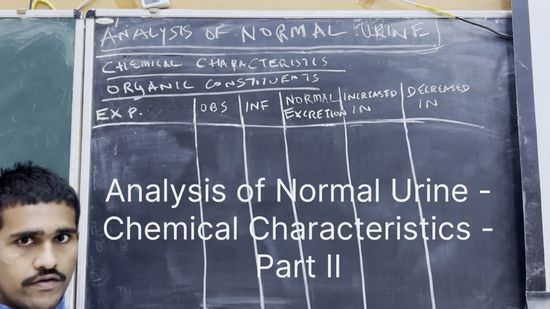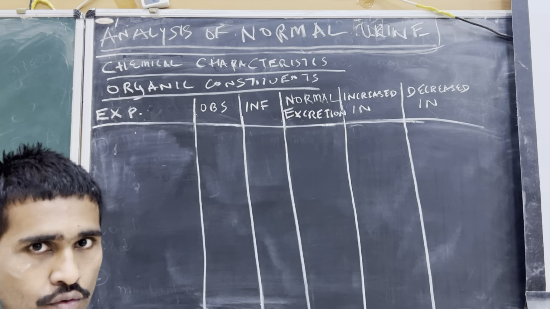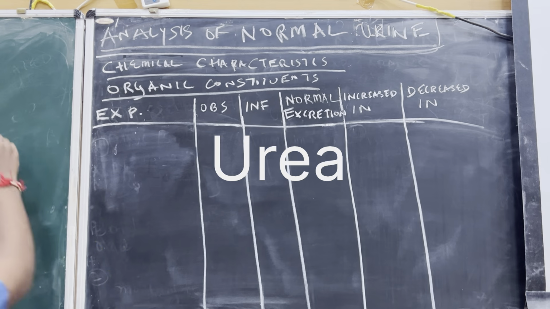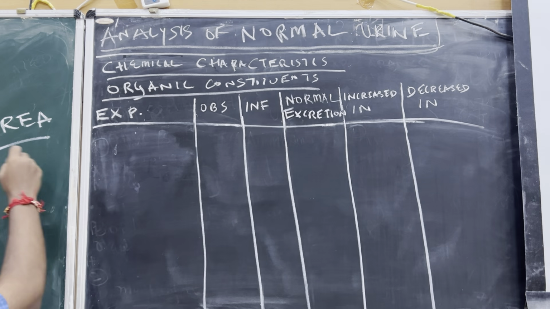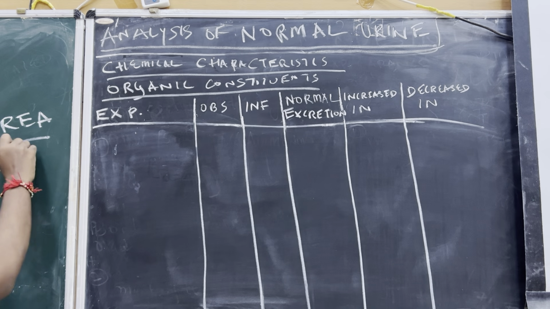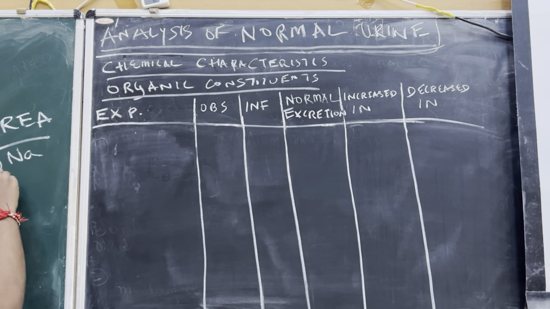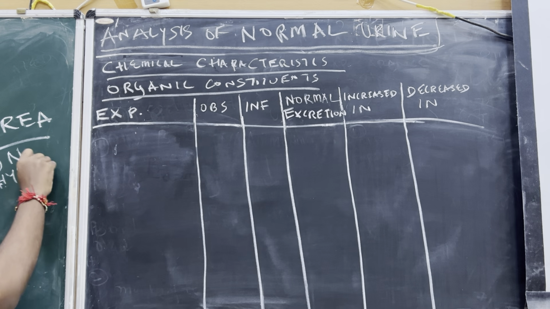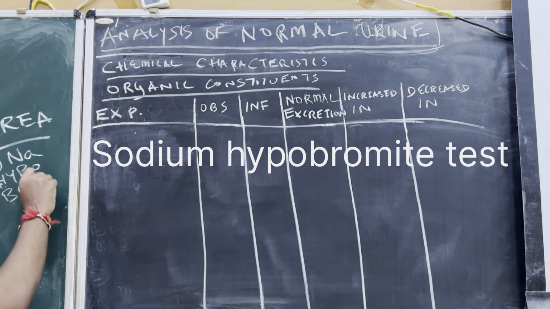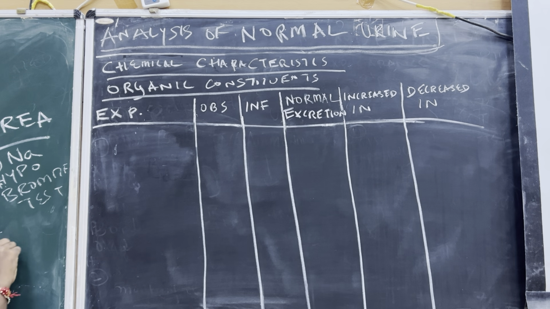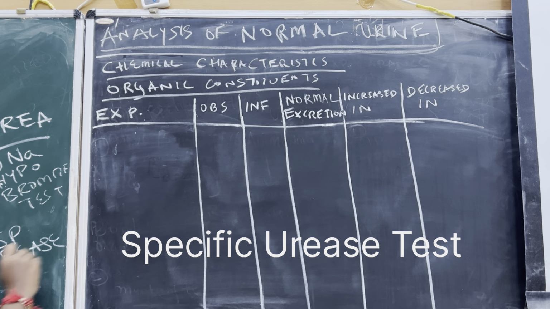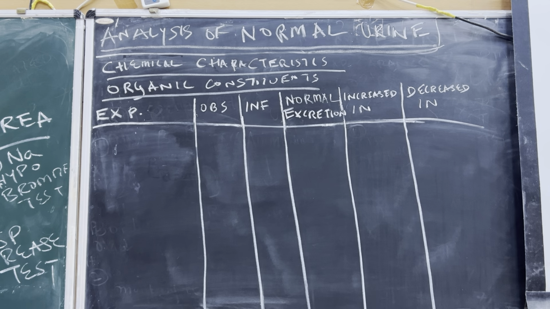So now we start with the organic constituents of urine. First and foremost, we have urea. For urea, there are two experiments. One, the sodium hypobromide test. Secondly, the specific urease test.